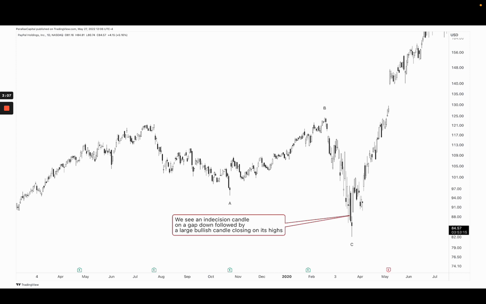Okay, so here is a chart of PayPal Holdings. Now, I know this is not a currency. The reason I'm showing you this chart is to make it very clear that these kinds of patterns occur in all markets. Technical analysis is technical analysis.